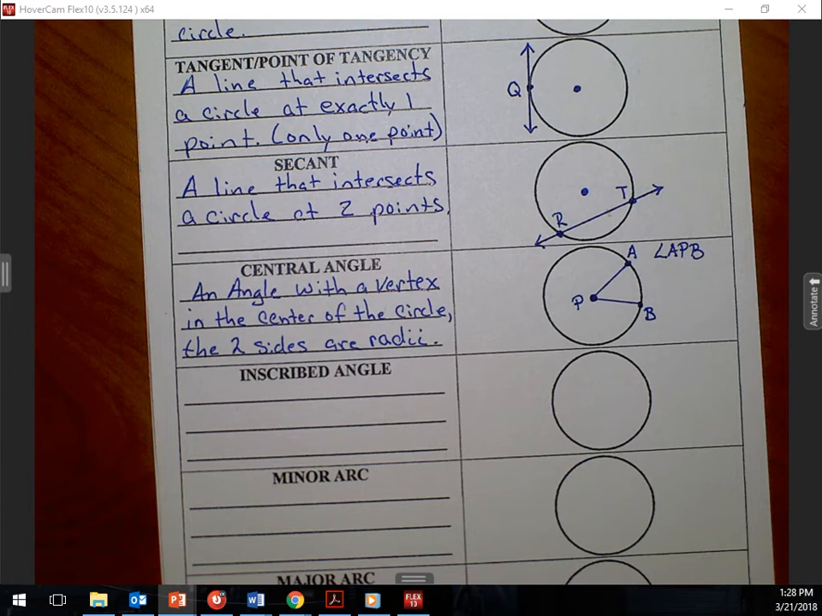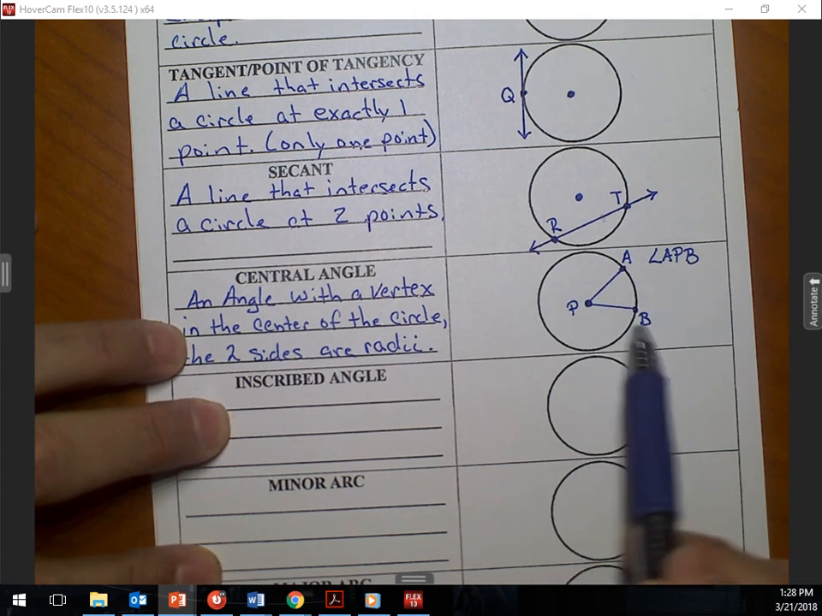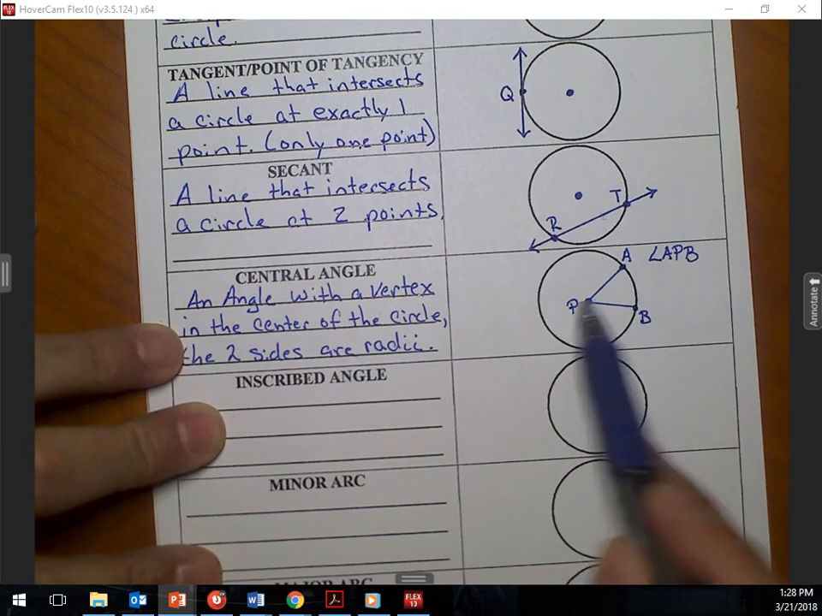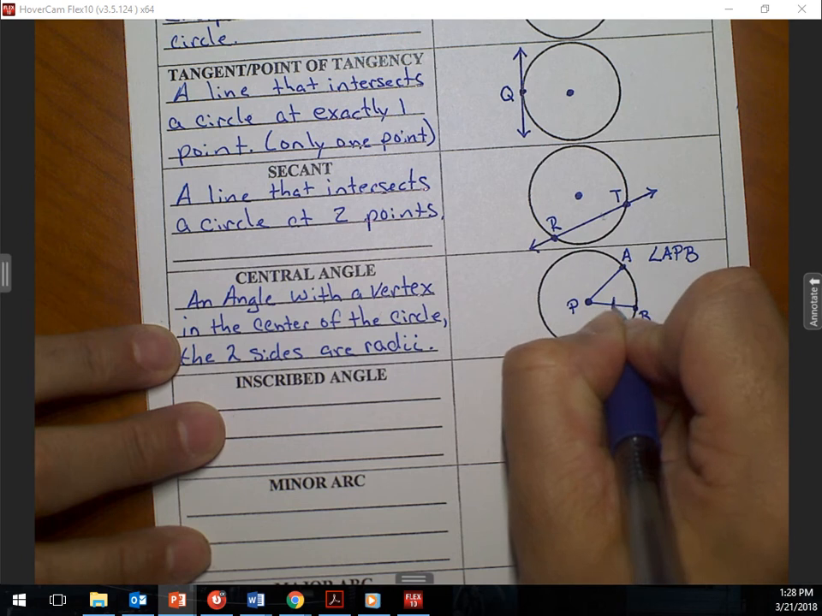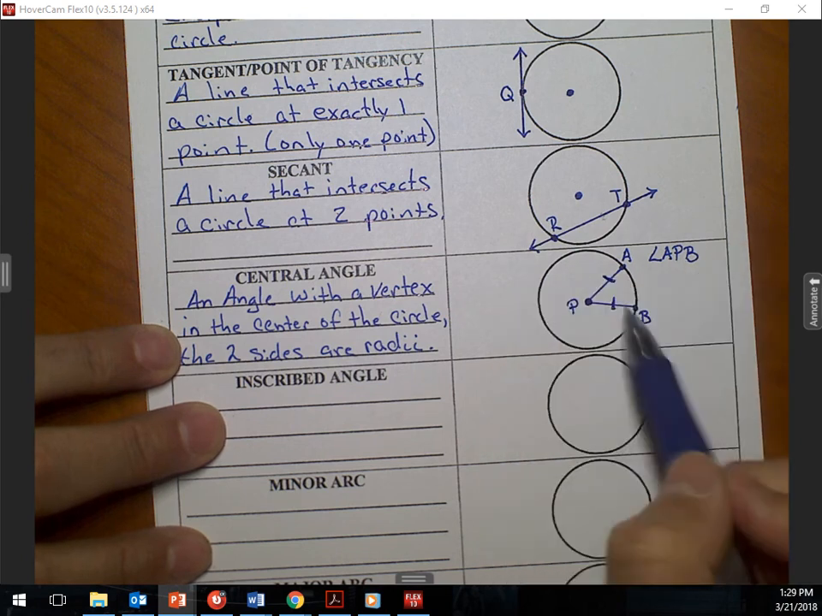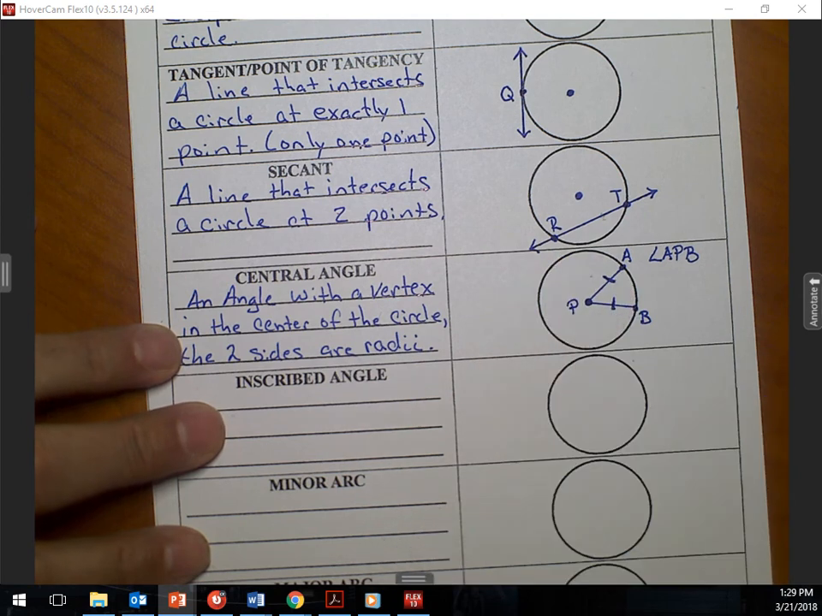Now, what do we know about all radii in a circle? They're the same. That's what I need. All radii of a circle are the same because a radius is from the center of the circle out to the edge. So in this case with a central angle, what do I know about these two lines? They are congruent. Thank you, that's the word I'm looking for, congruent. So I'm going to put a congruent mark right here. Those are going to be congruent to each other. So in a central angle, my legs or radii are going to be congruent.